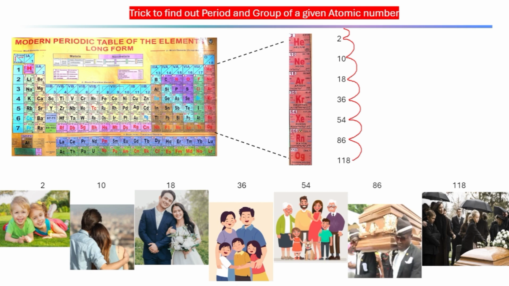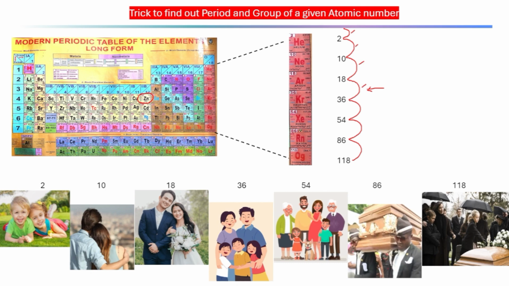For example, let's take the case of zinc. Its atomic number is 30. So 30 comes in between 18 and 36. So if you remember this numbering, from there we can count: 1, 2, 3, and 4. So zinc, the atomic number 30, will be an element which is housed in period 4.